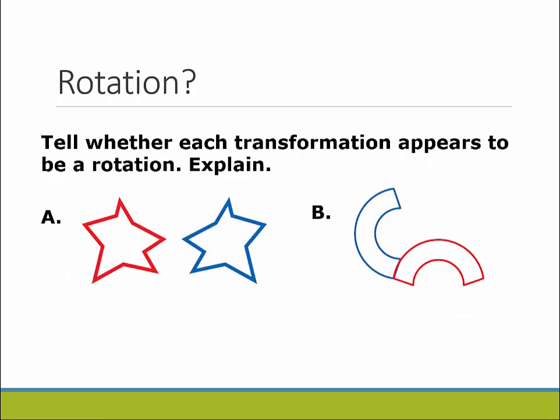So first thing we've got to do is tell whether each transformation appears to be a rotation. This first one would mean that the star would have to look turned, like somebody picked the red one up and just started spinning it. No matter how we spin it, even if we spin it all the way around, it's never going to look like this, because this is a reflection. With this one, if you start with the blue one, you can see that it just took some spinning to get all of this turned over, and it's exactly the same shape, we just rotated it a little.